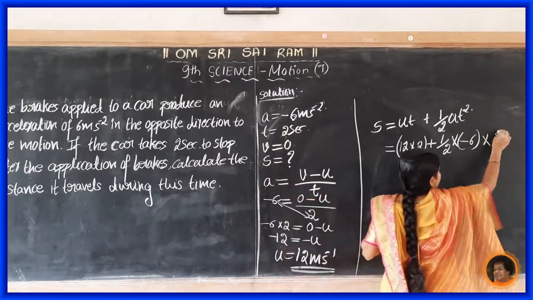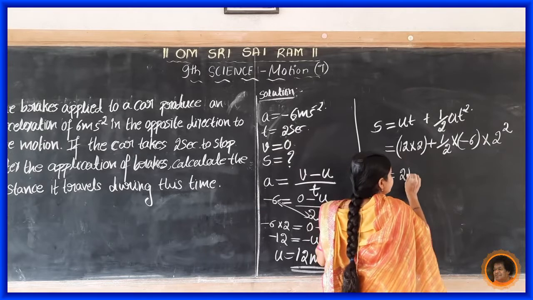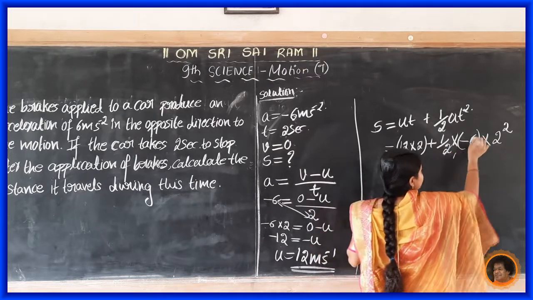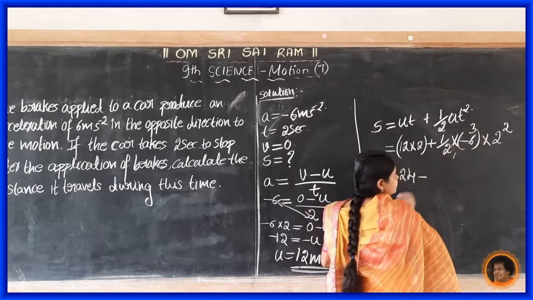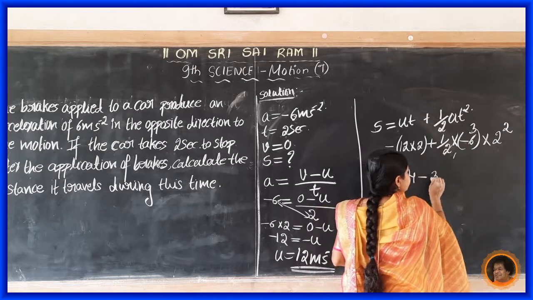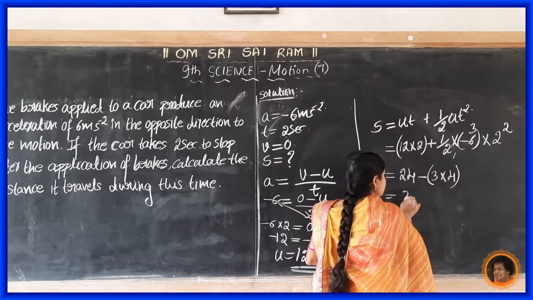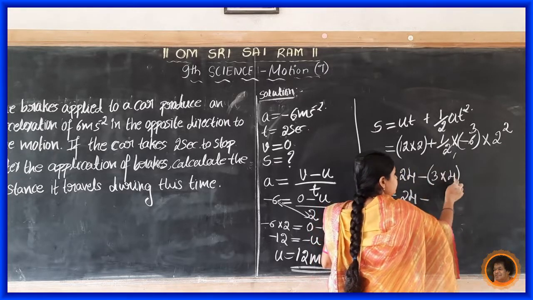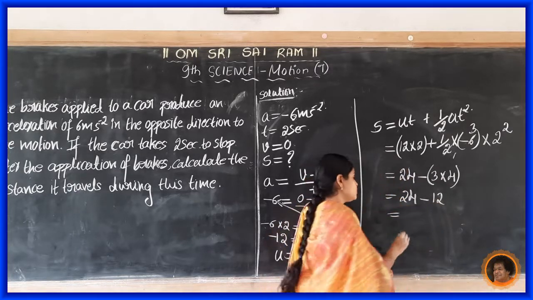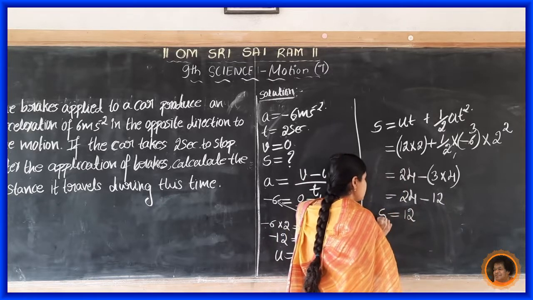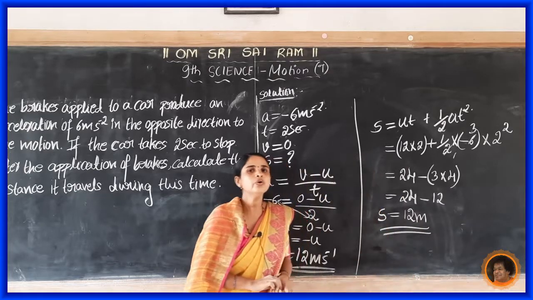t here, 2 squared. 12 into 2 is 24. 2 ones are 2, 3 twos are 6, plus into minus is minus. Here 3 into 2 squared equals 4. So 24 minus 3 into 4, 12. 24 minus 12 equals 12. So distance travelled S equals 12 meter.